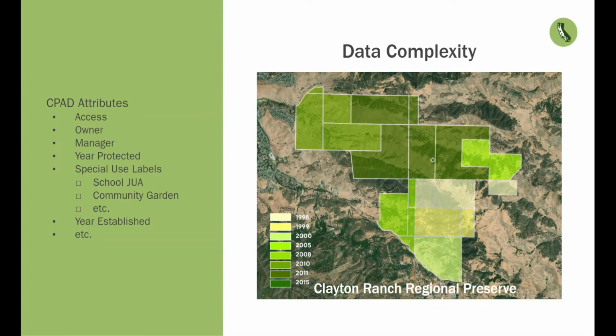CPAD has been updated and improved over decades, and along the way, we've added new attributes that make the dataset increasingly robust, as well as retired those that were both cumbersome to maintain and less useful to users. One common request is for the ability to show change in parkland over time. We are hard at work on this, but it is a long project. For example, in this image we see Clayton Ranch Regional Preserve and the year each parcel was protected. This information is very helpful, and we are working continuously to include this when it is available.